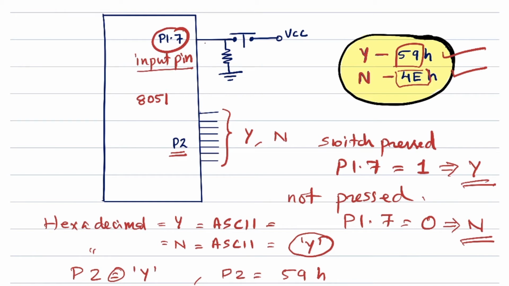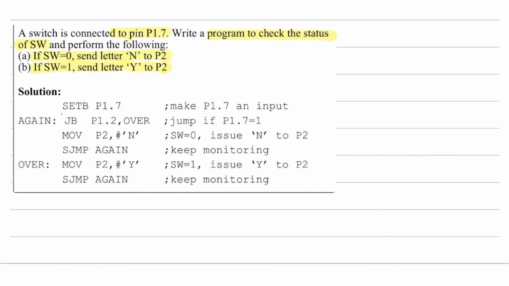In order to configure this pin as an input pin, we will have to send a 1 to the pin. That is why we are setting P1.7. SETB P1.7 is for making P1.7 an input pin. And next, we will check the value of this pin. So this is actually P1.7, it's not P1.2, it is P1.7. Okay, there is a small mistake in this point.